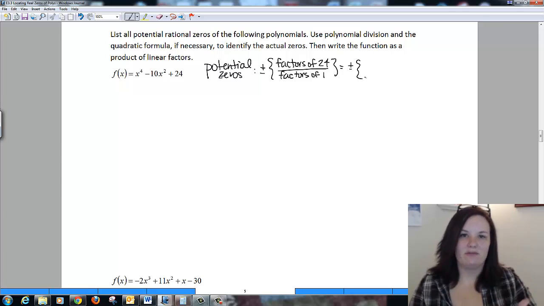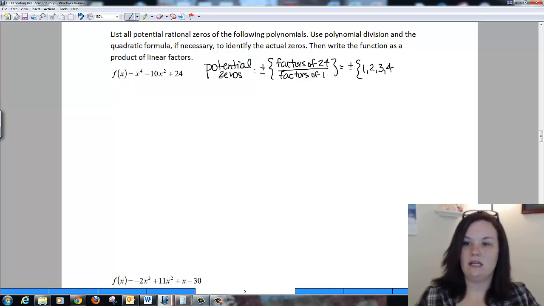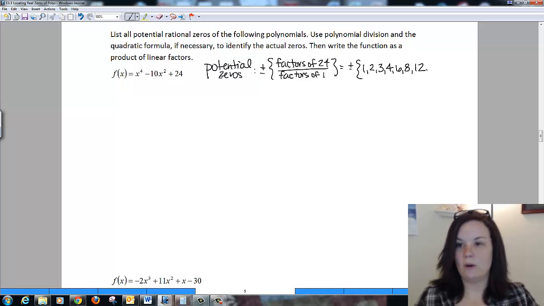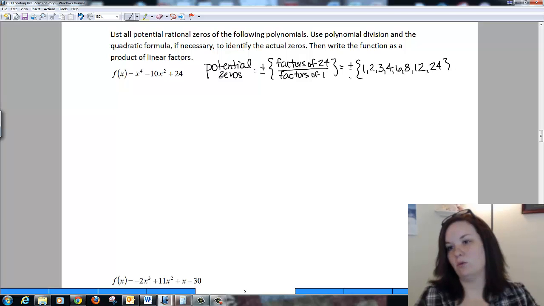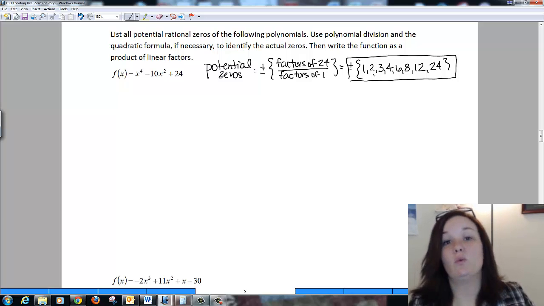So I'm not going to write it as a fraction. I'm just going to go ahead and write out all the factors of 24, which would be 1, 2, 3, 4, 6, 8, 12, and 24. So these are all my potential rational zeros.